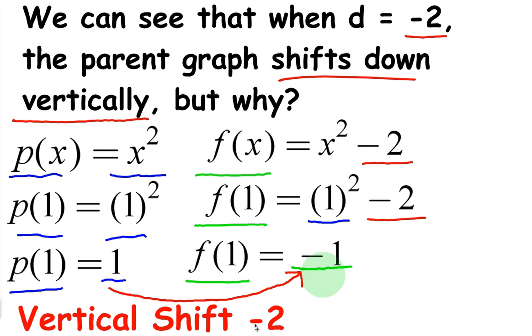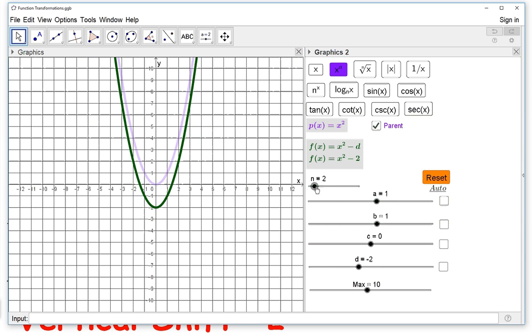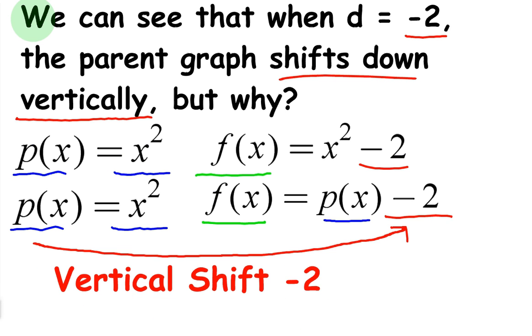And again, to see that on the graph, let's go back to x squared. P of 1 is 1, f of 1 is negative 1, it's 2 down. P of 0 is 0, f of 0 is 2 down at negative 2. Same thing can go for p of 2. P of 2 is 4, f of 2, well, it's just 2 less than p of 2, so it's just 4 minus 2. Therefore, it's a vertical shift of down 2.